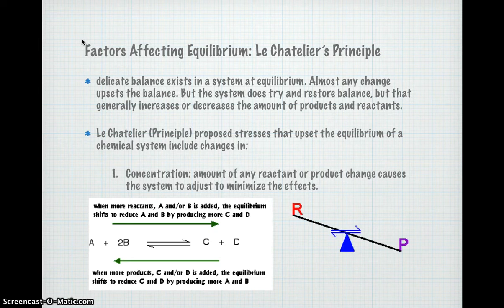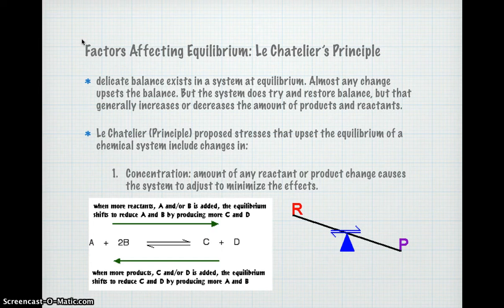If you add more reactants, it's going to make more products. If you add more products, it's going to make more reactants. So it's kind of like a teeter-totter effect. If you add more reactants, the teeter-totter goes up. So the P would go up because it would be making more. If you add more product, it goes down.